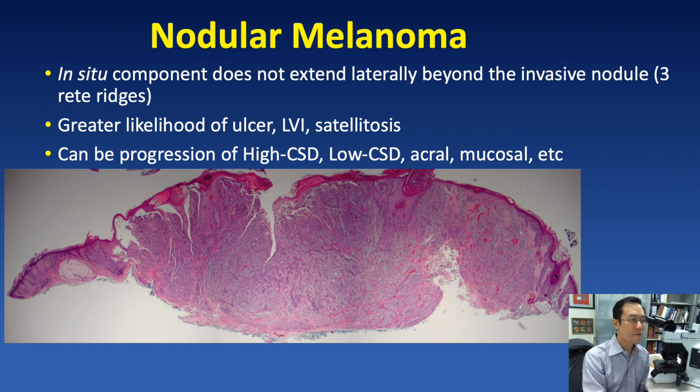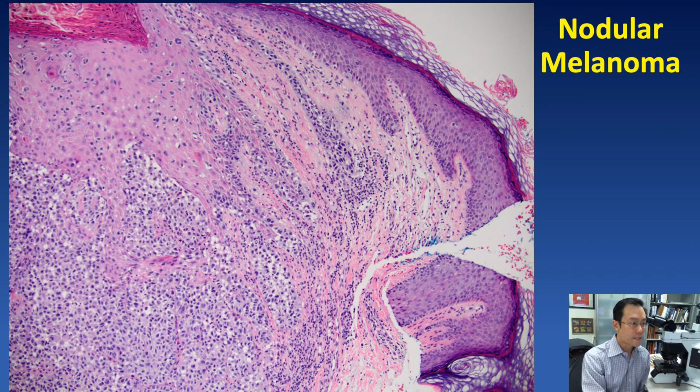So as a rule of thumb, the in situ component does not extend laterally beyond the invasive nodule. So as an arbitrary but reasonable rule, no more than 3 rete ridges. Nodular melanomas are much more likely to be associated with ulceration, lymphovascular invasion, and satellitosis. At the upper right edge of this nodular melanoma, one can see invasive melanoma here and relatively minimal extension of the in situ component peripheral to the central tumor nodule.